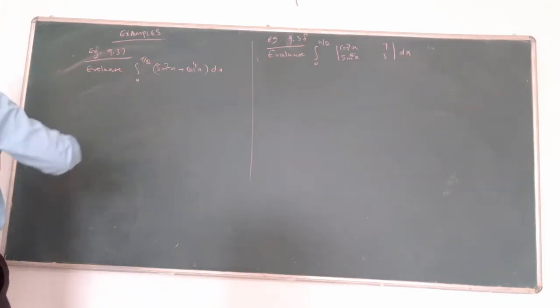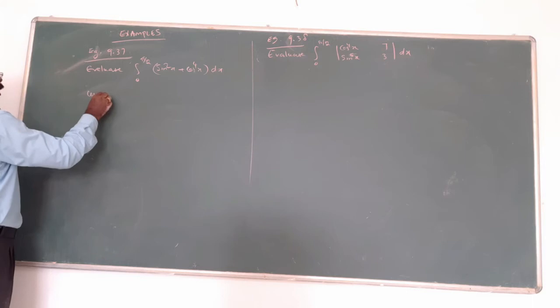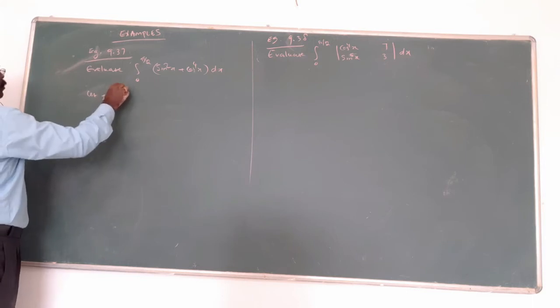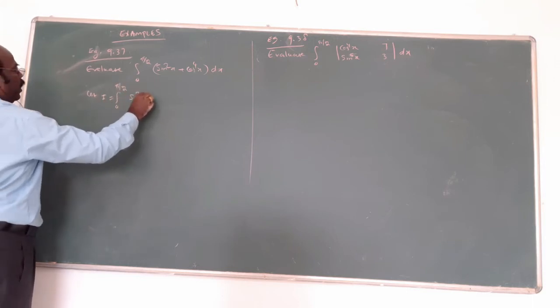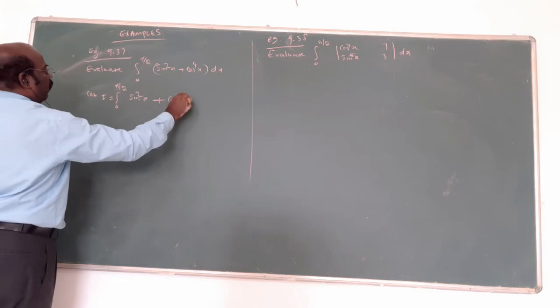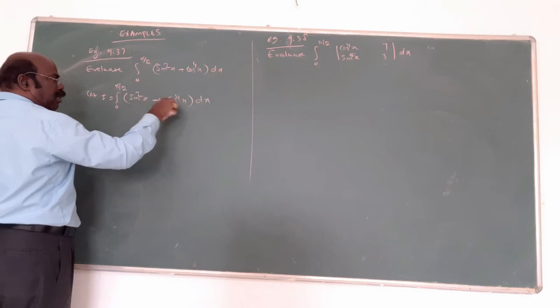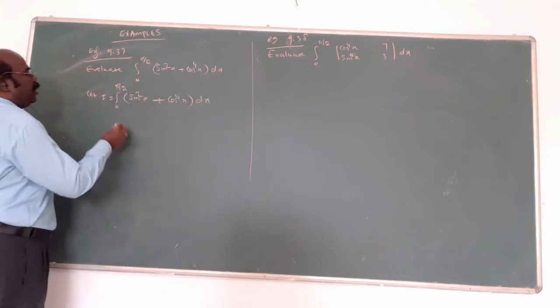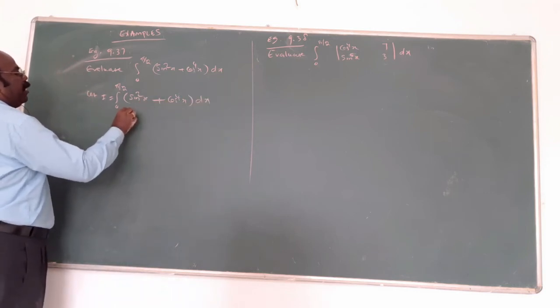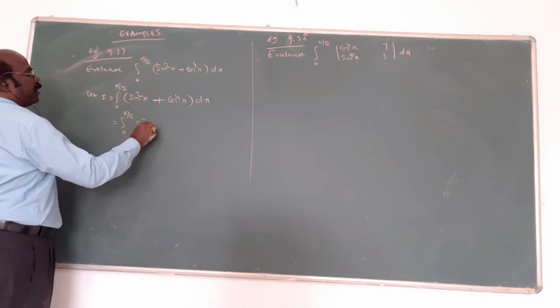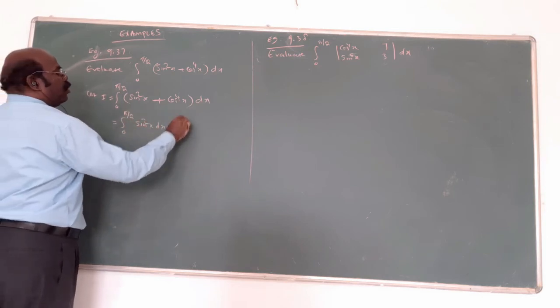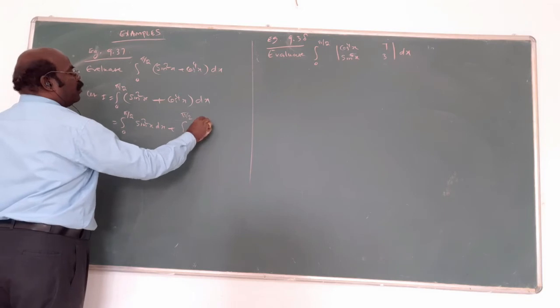An example problem, some of the example problems. Let I equal to, write the question: integral of sin square x plus cos 4x. Here it is a plus, so write separately: integral 0 to pi by 2 of sin square x dx plus integral 0 to pi by 2 of cos 4x dx.